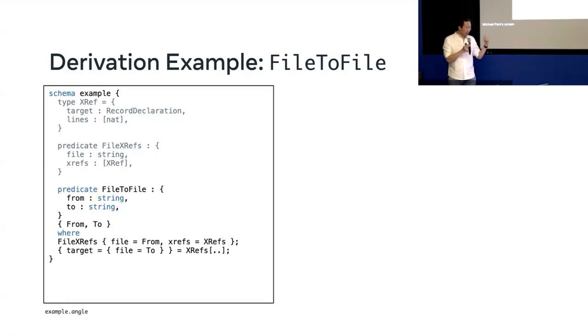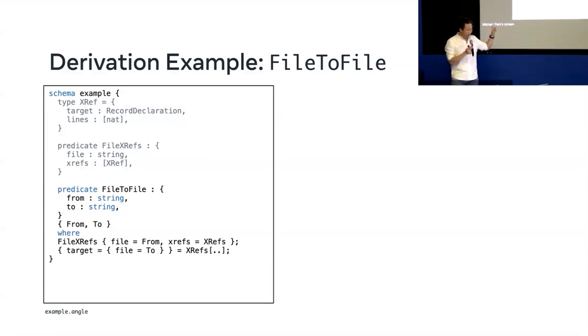So the where is where the logic starts. We're going to say scan through the file xrefs predicate and grab the file and the xrefs, and the xrefs square bracket dot dot notation is iterating over the array. So it's basically expanding the array. For each element in the array, I want to grab the target and the file within that target, right? So we're looking at the file that the target is defined in, right? And we're going to set that as the to variable.